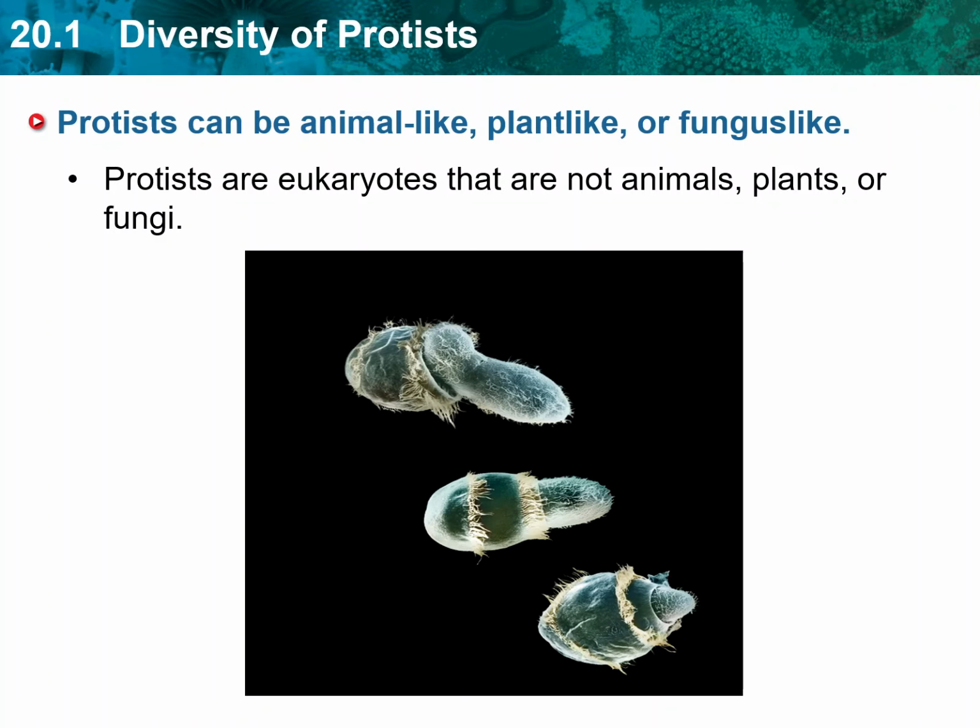Protists can be classified into three categories based on how they get their food. These categories do not show evolutionary relationships among protists. However, they are a helpful way to organize this very diverse group of organisms.